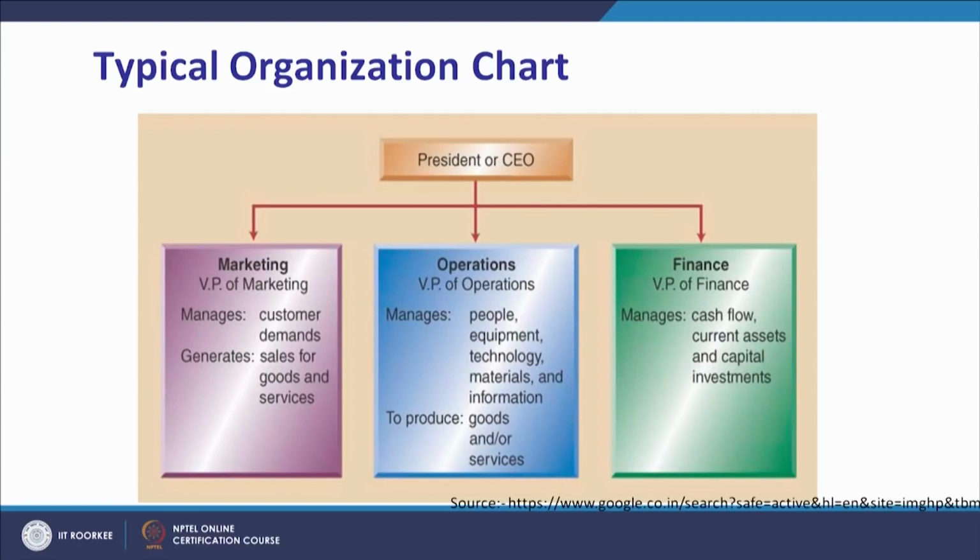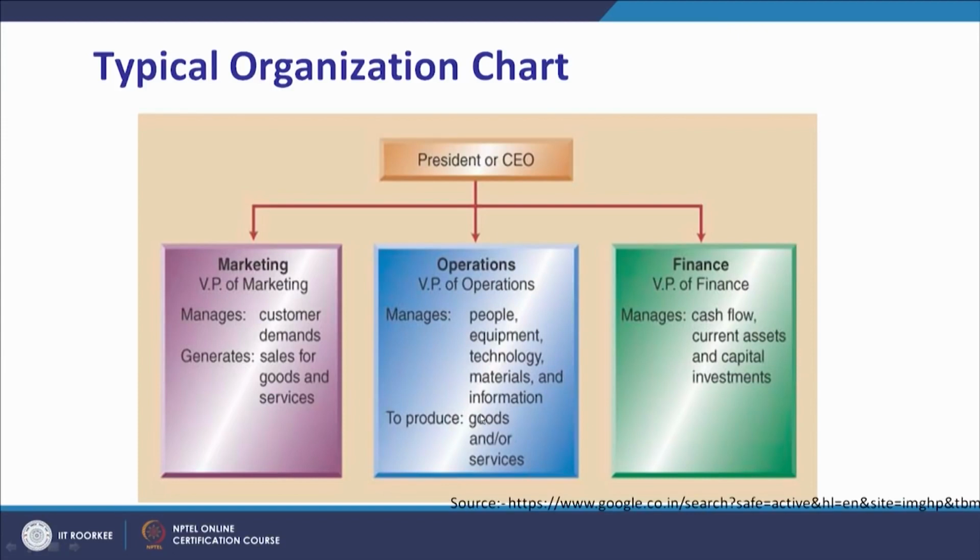Our target here will be, we may not focus too much on marketing, we may not focus too much on finance, but definitely we will focus on operations. And you can see the vice president of operations will manage the people, equipment, technology, materials and information, in order to produce goods and or services. So this is the vertical or the function that we are targeting.